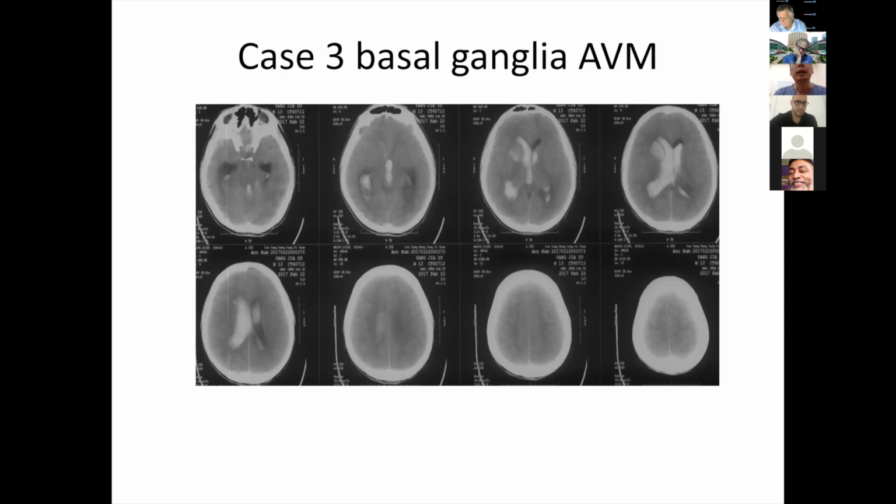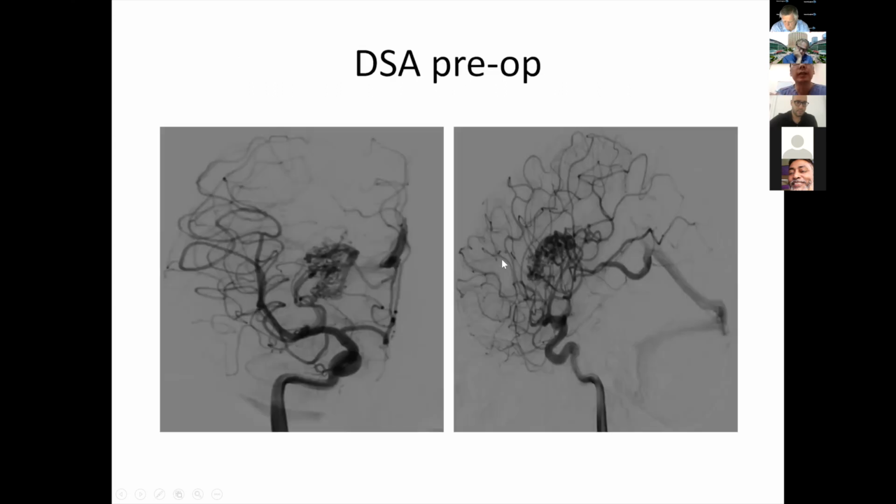As for the basal ganglia AVM, it is very challenging, a very challenging type for either endovascular or open surgery. This is a ruptured one. There is a hematoma bursting into the ventricle. As for the DSA, you can see the nidus. It is supplied by multiple perforators and with an exclusive deep draining vein.